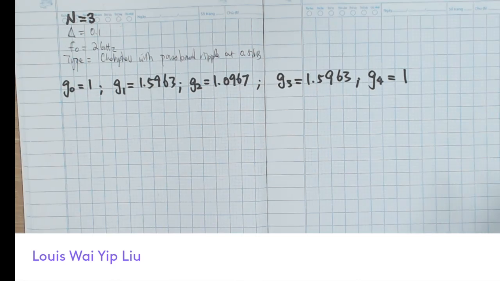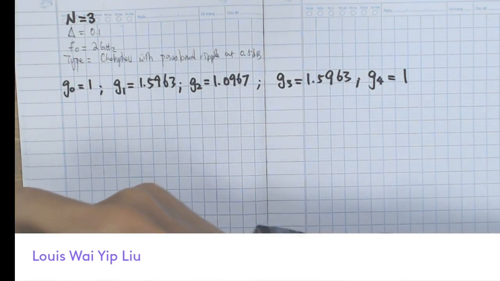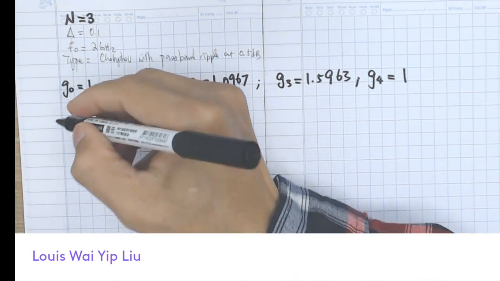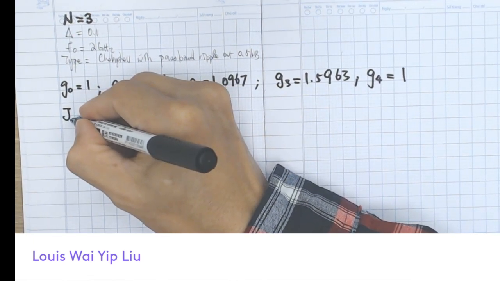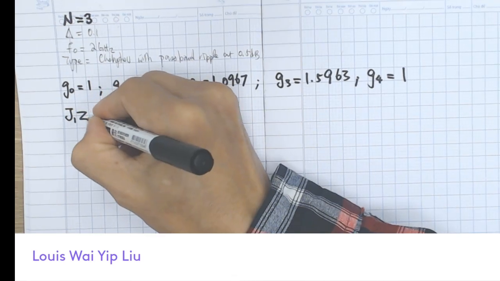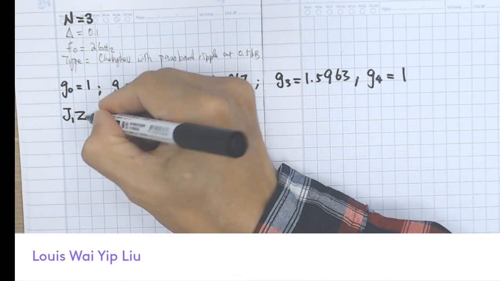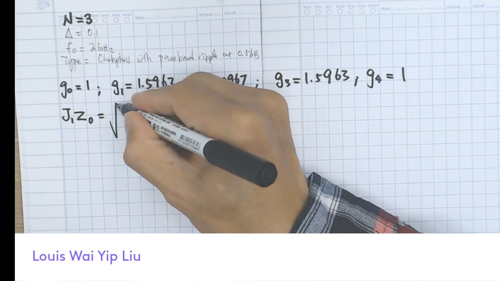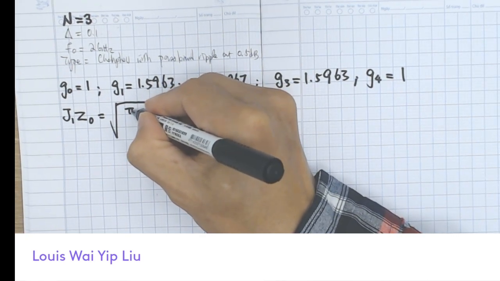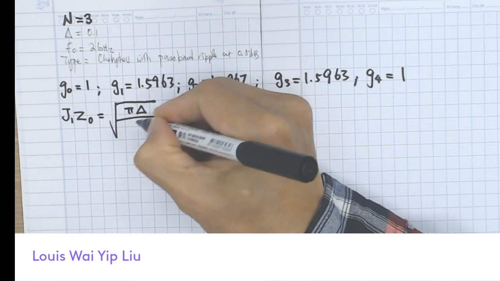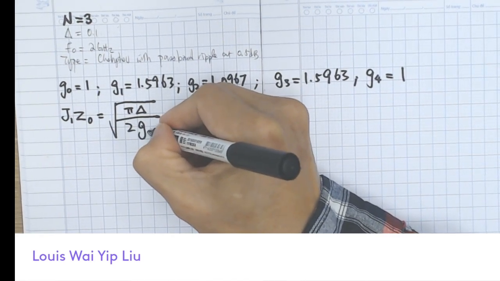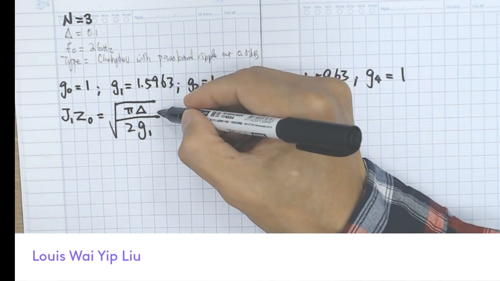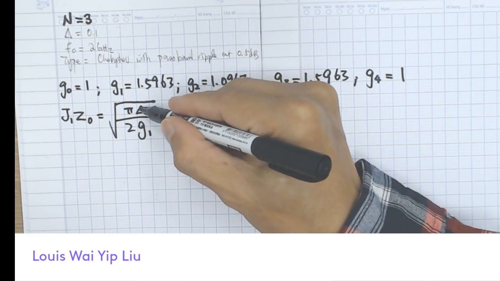So the next thing that we are going to do is to work out the J over Z value. Each stage has its inversion impedance. So we are going to do it for each stage. And this one, according to the formula, is given by G1. And according to what we are given, the fractional bandwidth here is 0.1.